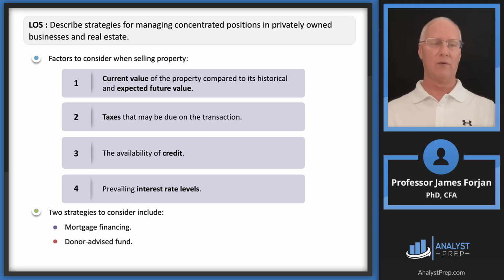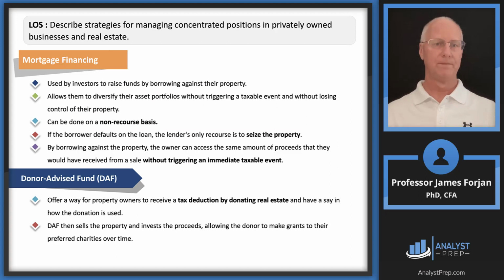What's the best course of action here? It might be mortgage financing. It might be a donor advised fund. It might be a credit default swap. It might be an equity swap. It might be something else. But using the prevailing interest rate levels and those expectations for future yield curves is probably going to help us decide, do we want to sell the property now or do we want to hold on to it?